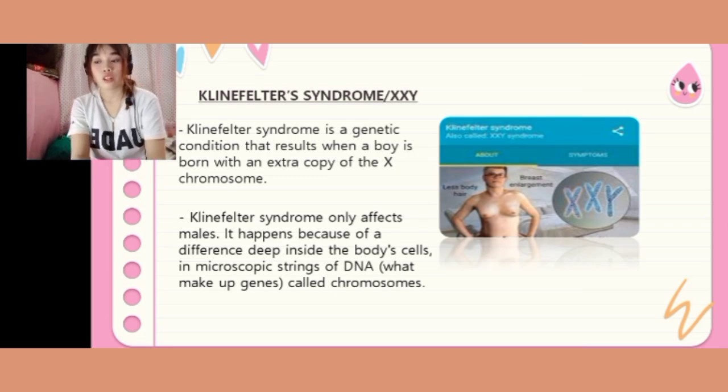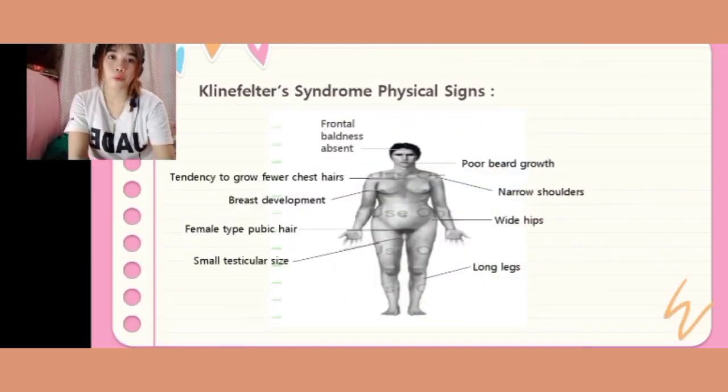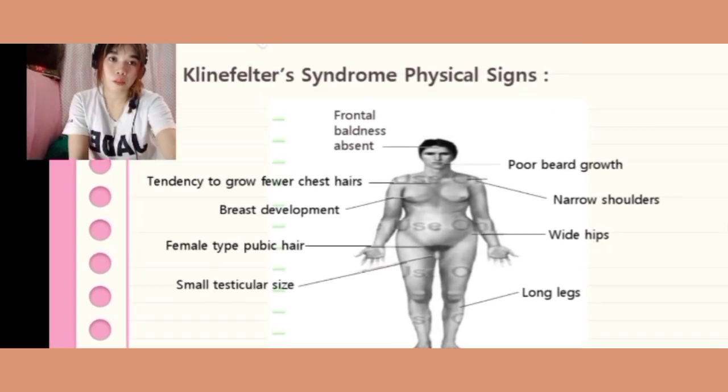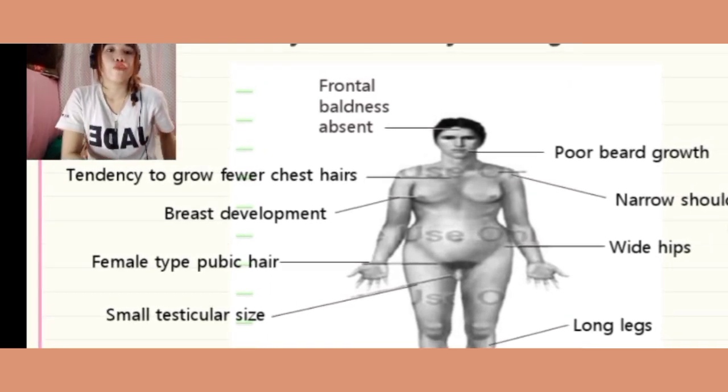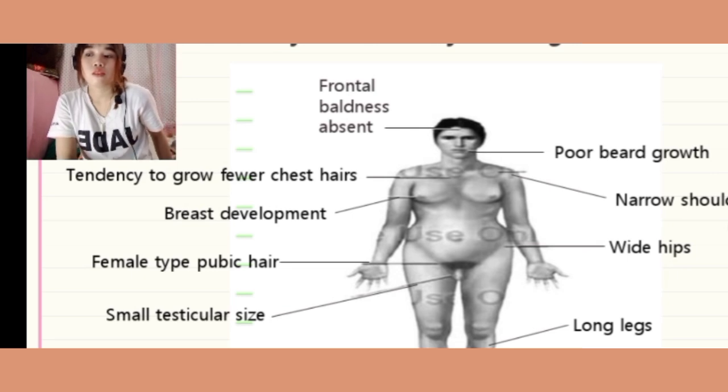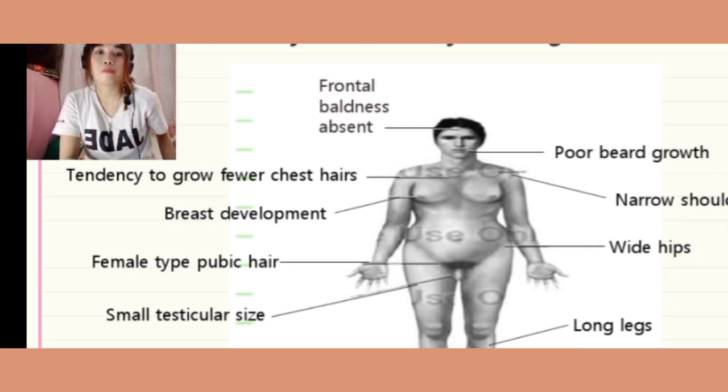So here we have Klinefelter syndrome's physical signs. Try to look at the example pictures right here. First, we have frontal baldness absent. When you say frontal baldness absent, it means hair loss on the front and sides of your scalp. Hair loss may also occur on the eyebrows, eyelashes, and other parts of the body.